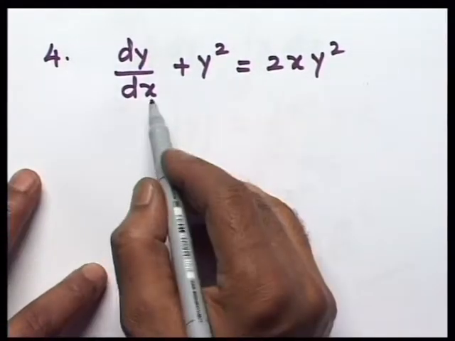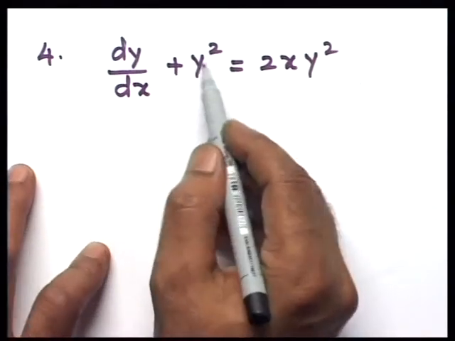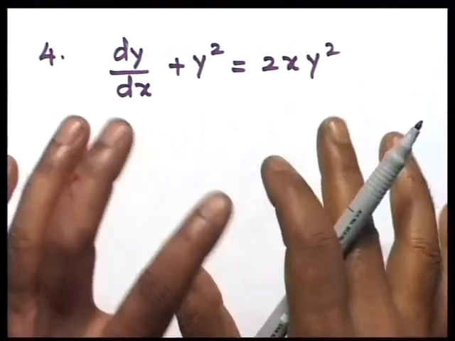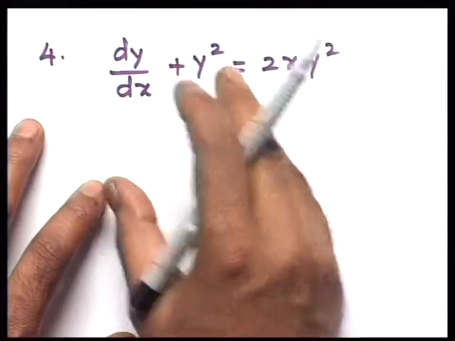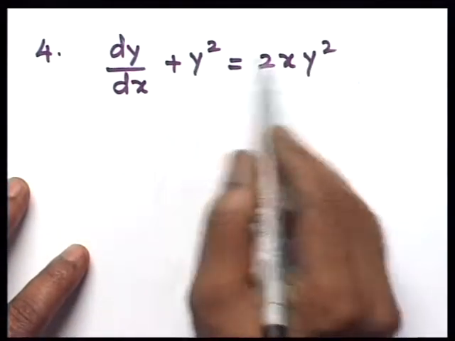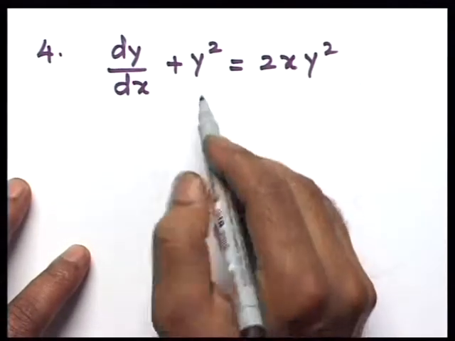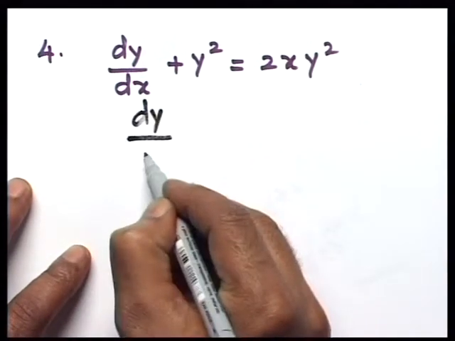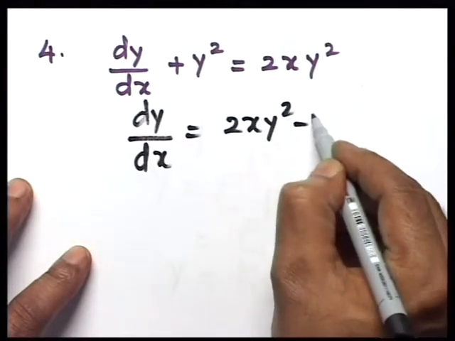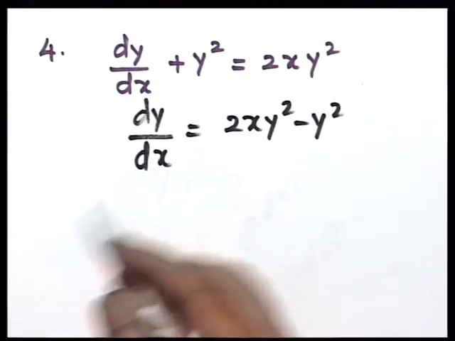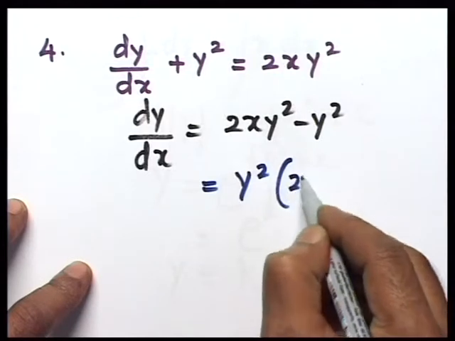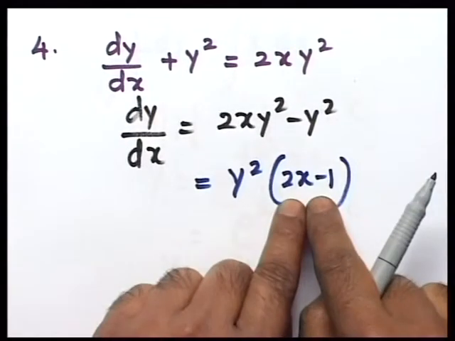Question 4 is on the screen. dy over dx plus y square equals 2xy square. We've got to have all the y's in one place, all the x's on one side. Let's transfer that first so that we can make y square the subject, right? So dy over dx is equal to 2xy square minus y square. So what we do now is we make y square the subject. So we have 2x minus 1. So we separated the x from y.